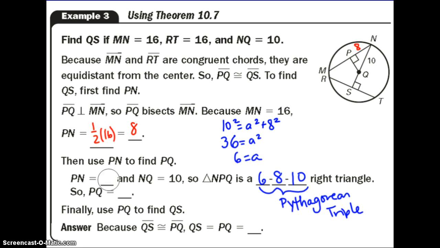Oops, I meant PN equals 8, excuse me, and PQ equals 6. I'm getting my letters all confused today. So we use PQ to find QS. Since we know that the two chords are the same length, then we know that they must be equidistant from the center. If PQ is 6 in length, then doesn't that mean QS must also be 6 in length? So QS is 6.